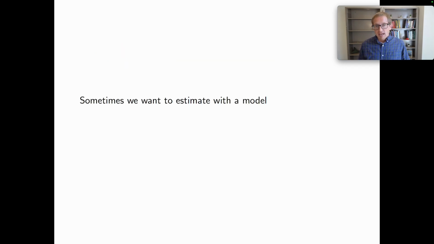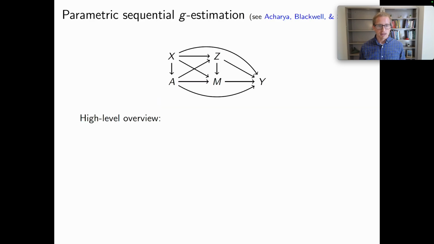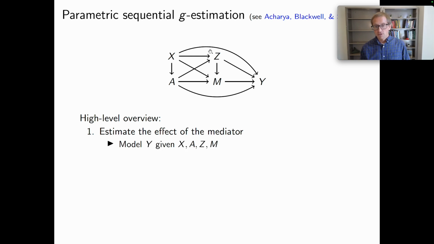Okay, so sometimes we want to estimate with a model instead of estimating non-parametrically. So I'm going to walk through one method of estimating with a model. This method is known as parametric sequential G estimation. And so at a high-level overview, here's how it works. You first estimate the effect of the mediator on the outcome. Here you do that by adjusting for X and for Z. And you also include A in the model as well.